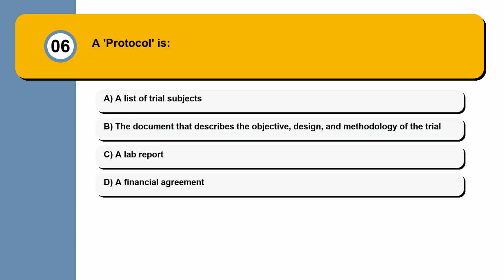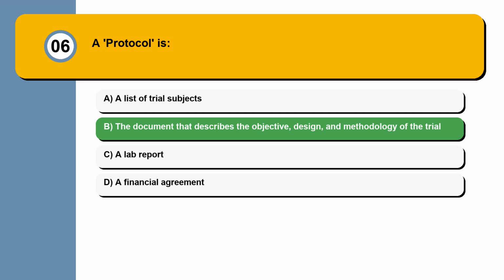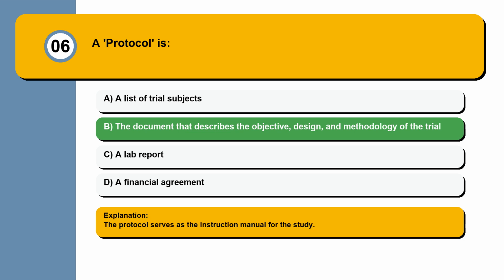Question 6. A protocol is a list of trial subjects, the document that describes the objective, design, and methodology of the trial, a lab report, a financial agreement. The protocol serves as the instruction manual for the study.